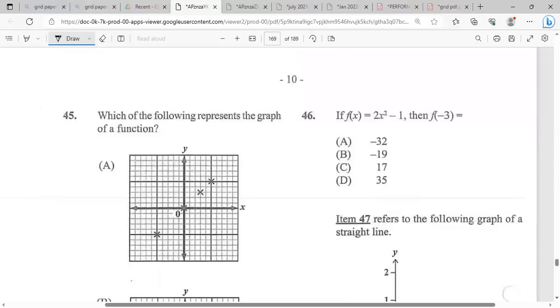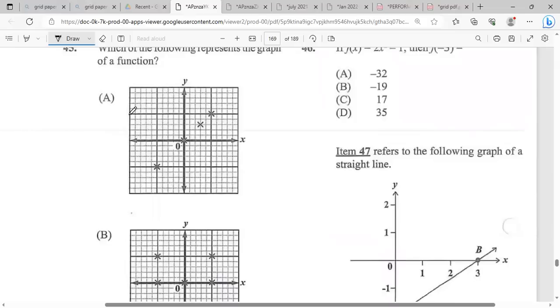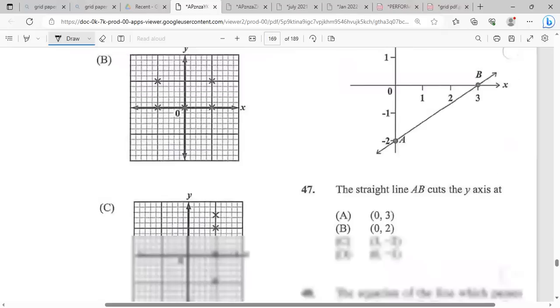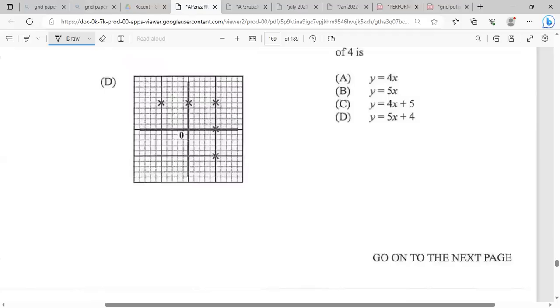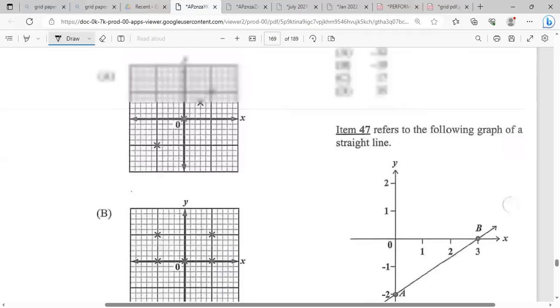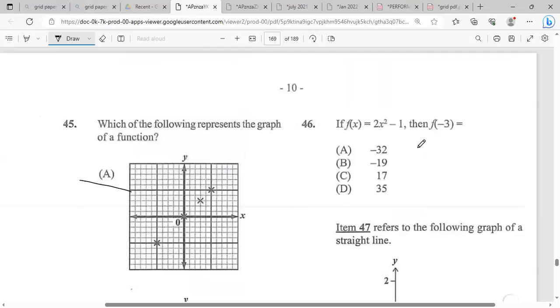In which of the following is the graph of a function? Now if you see the rest, that take up the entire page. If 2x squared minus 1, what's the value of that? So that would be 2 times negative 3 squared minus 1. So we know we have to square first, so that gives us 9. 2 times 9 is 18, so we have to multiply first, and 18 minus 1 equals 17. Sorry for the rush, guys, but you know it already.